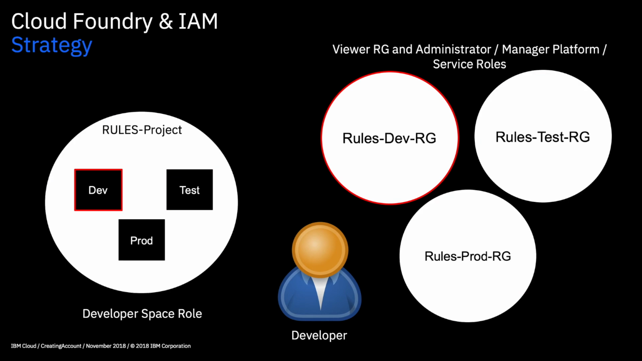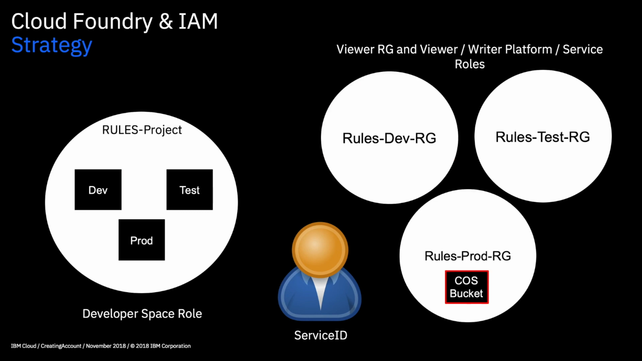If you're a developer, then your access might look more restricted still, so that you only have rights on the dev space and the dev resource group, again by granting the appropriate roles. And finally, you might want to give another service very granular access to a particular cloud object storage bucket. If you don't know what one of these is, look out for the cloud object storage section in this series. So you would grant this access by just granting that service ID specific service roles in IAM.